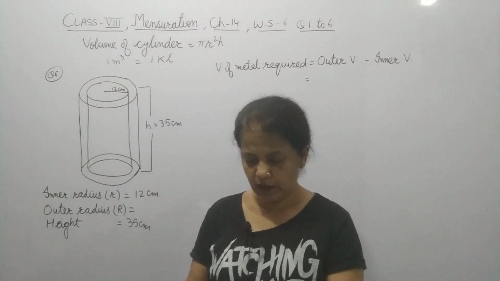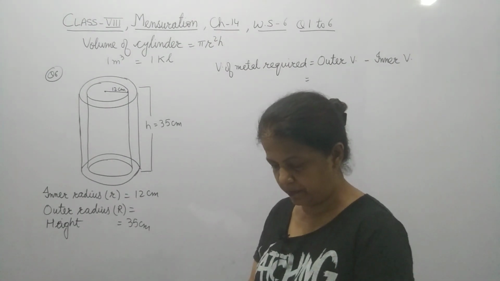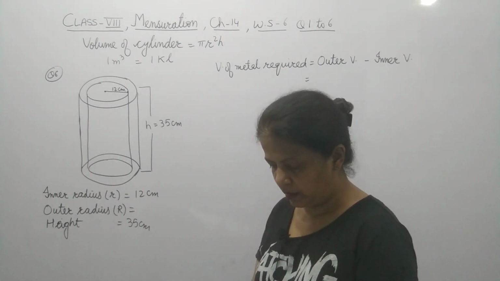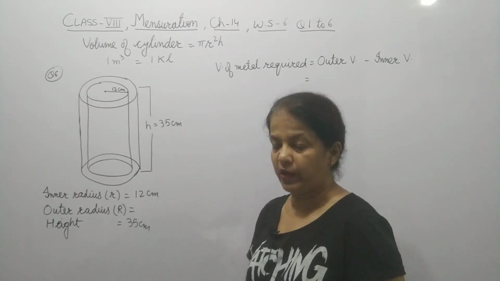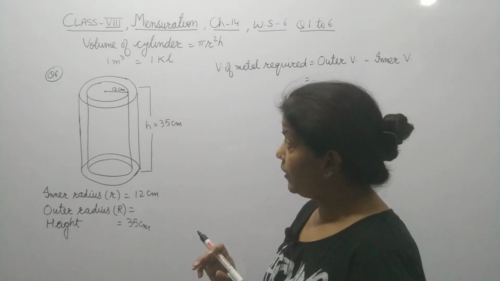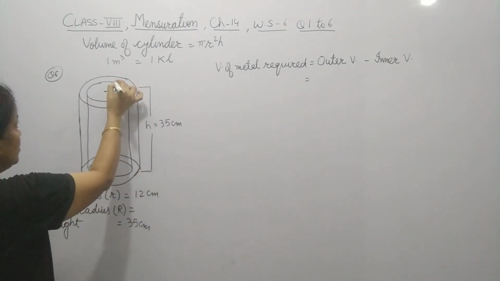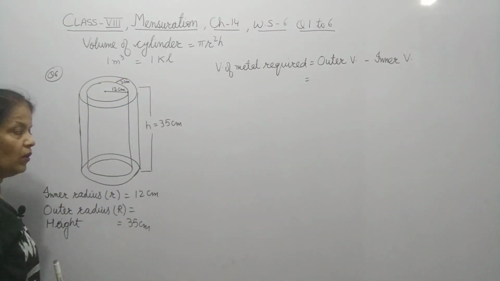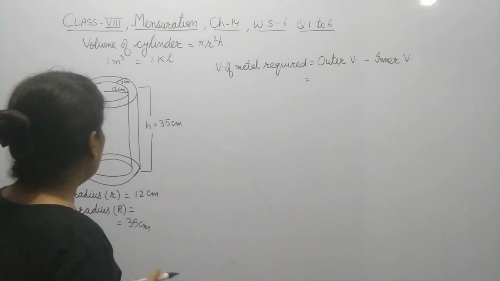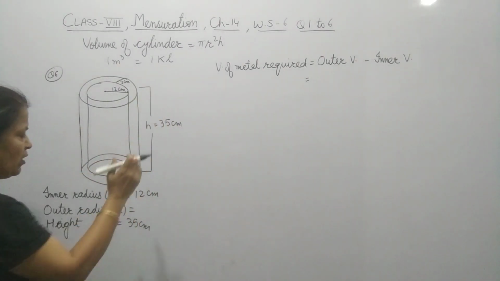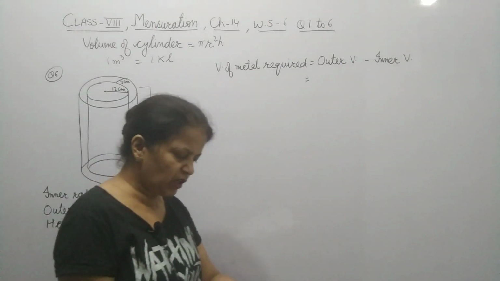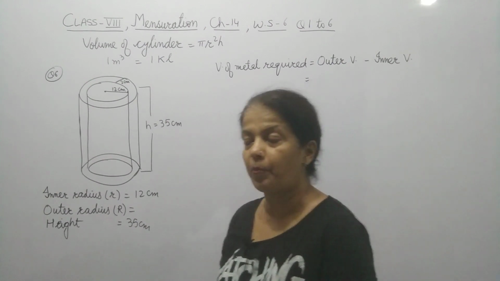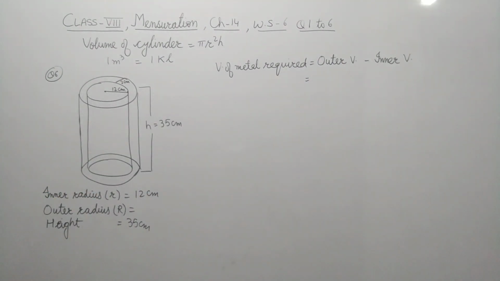Question 6: the thickness of a hollow metallic cylinder is given as 2 centimeter. Its length is given as 35. The inner radius is given as 12 centimeter. The thickness is given as 2 centimeter. The inner radius is given and its height is given as 35 centimeter. Now the question is to find the volume of metal required to make the cylinder, assuming it is open from both ends.